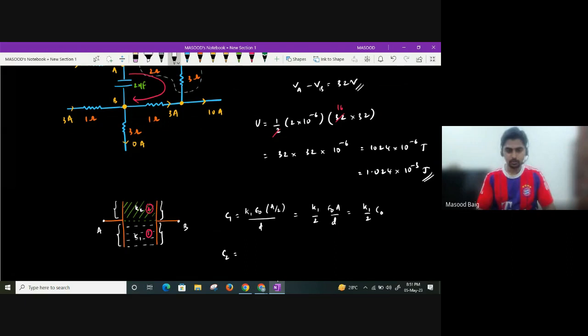Then what will the C2 value be? Again, it is going to behave as one capacitor, completely filled. K2 into epsilon naught into A by 2 divided by D. So what will you get here? K2 divided by 2 into epsilon naught A divided by D. I have already given you a shortcut method of doing this question, guys.